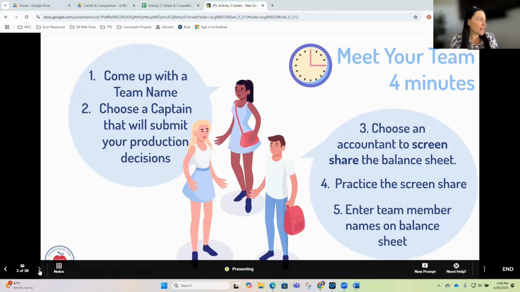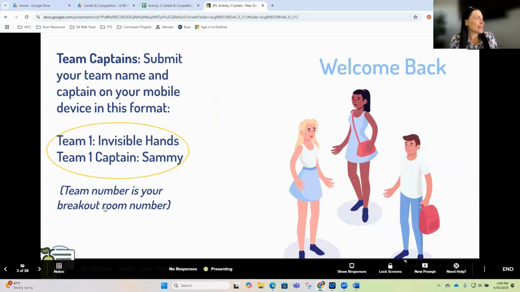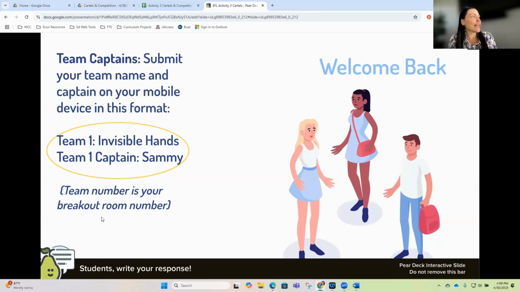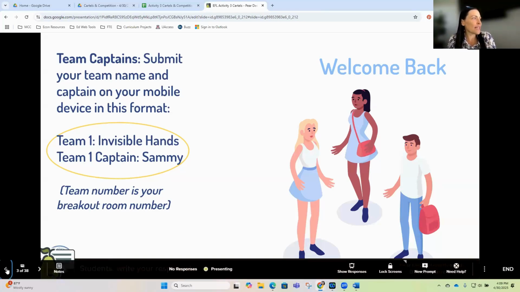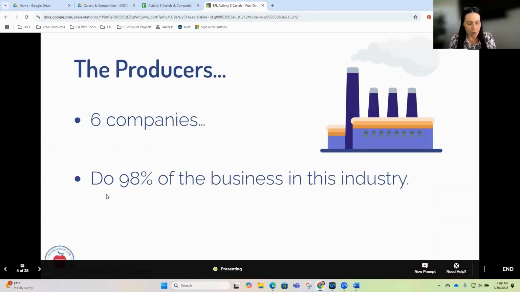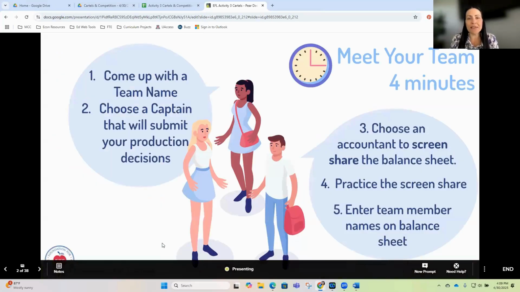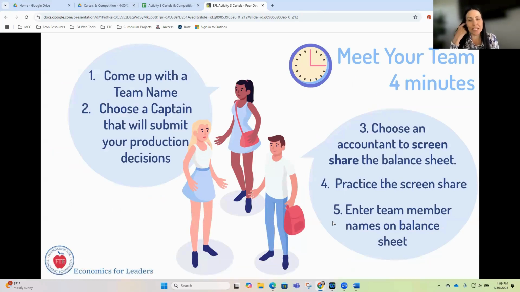All right. Let me see what I have on the next slide really quick. All right. So when you're in your breakout room, I will switch to this slide and have the team captain enter the team name and who the team captain is and who the accountant is. Okay. So I'll leave these instructions up while you get into your breakout rooms. Okay, send them away, Debbie.